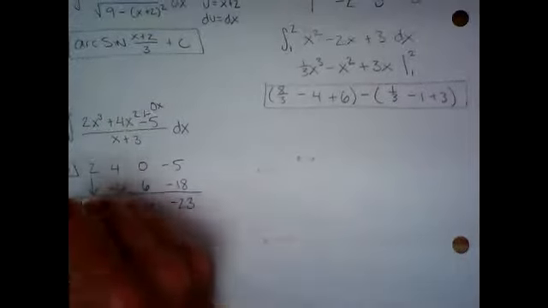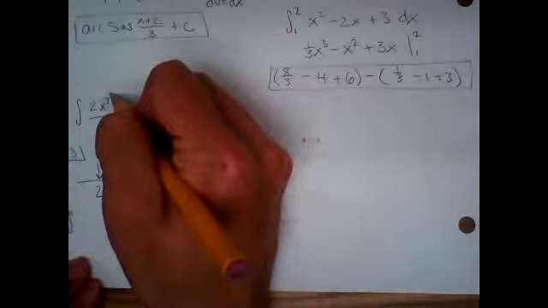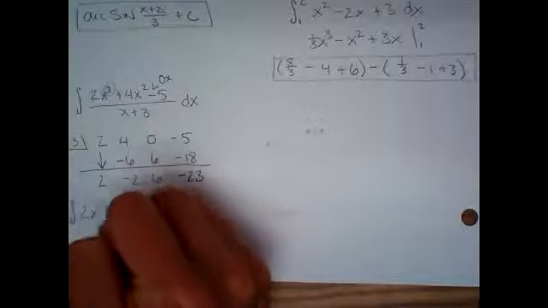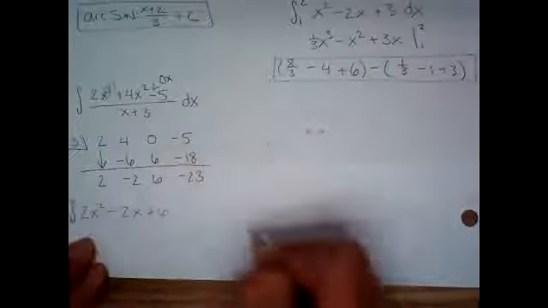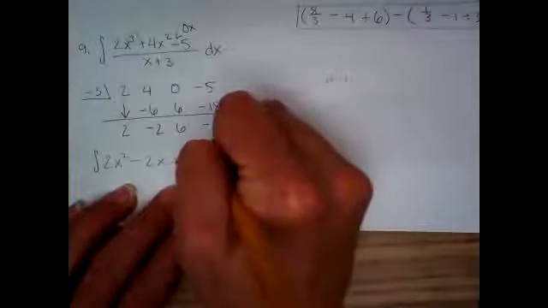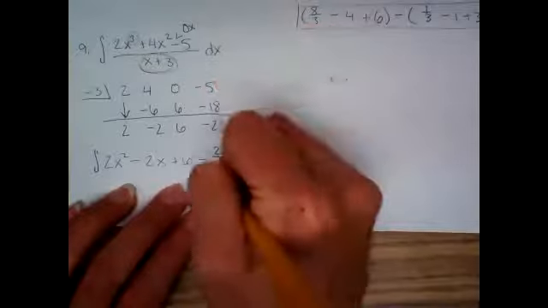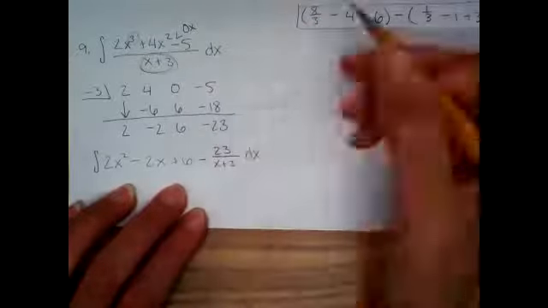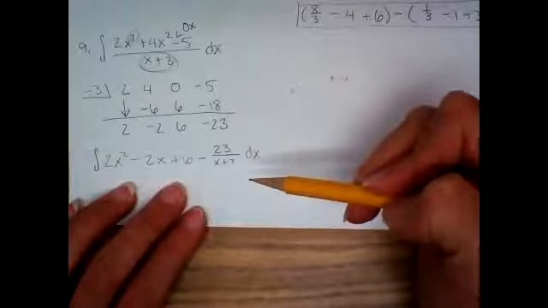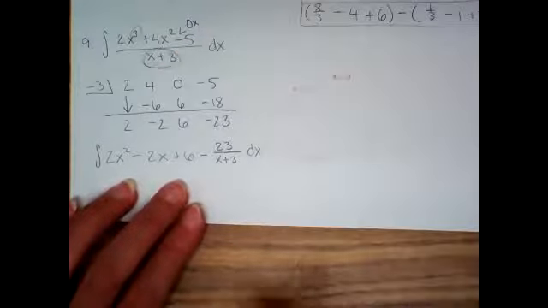All right, so when you put it back in the integral, you're going to start with x to the what? 2, good. So it'll be 2x squared minus 2x plus 6. And here's how you do the remainder. It will be minus 23 over the x plus 3. What you're essentially saying is we were unable to divide out that part. It's remaining. It is left over. So it stays over the x plus 3.